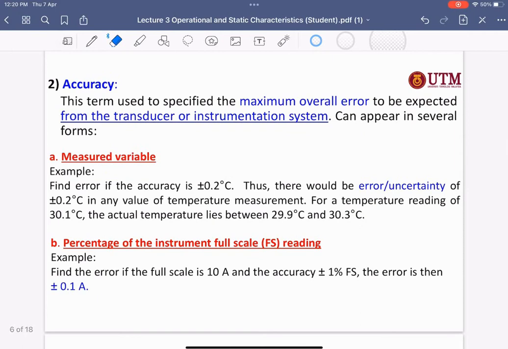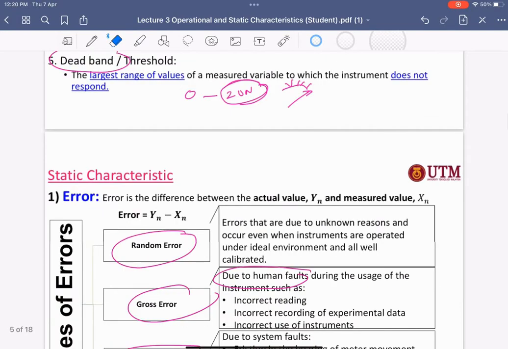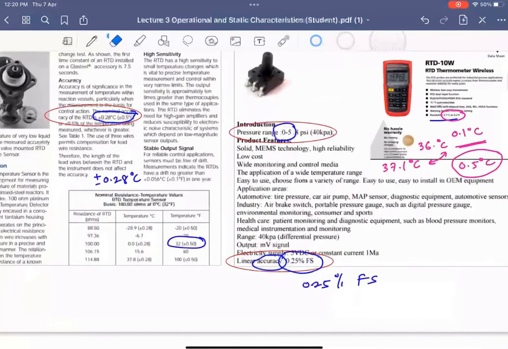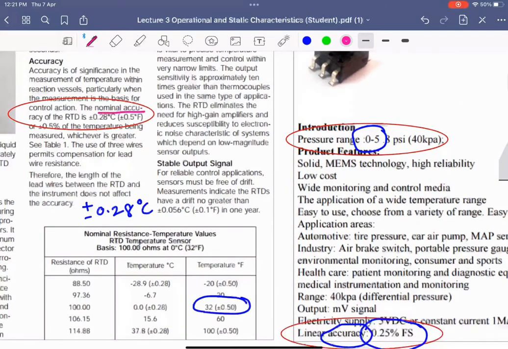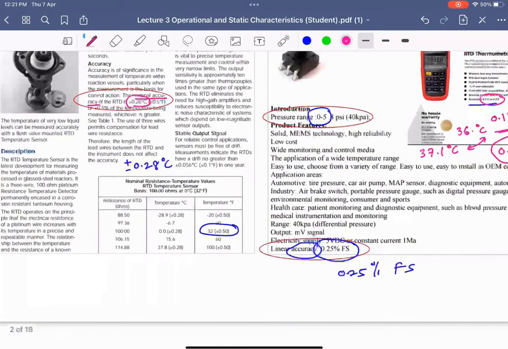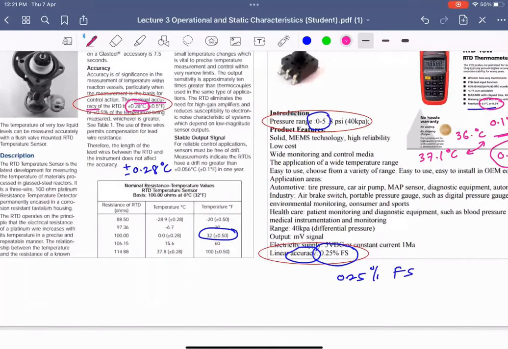Sometimes the accuracy, when you look at the data sheet, will be shown differently. It's not a different meaning, it's a different way of writing. For example, like this one, nominal accuracy is given in the unit. And for this one, it gives you 0.25% full scale. It depends on the manufacturer.